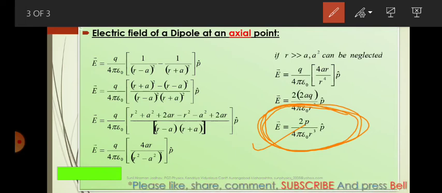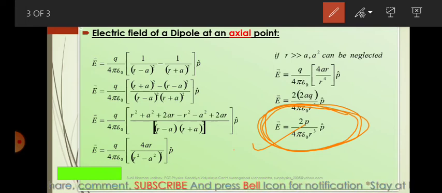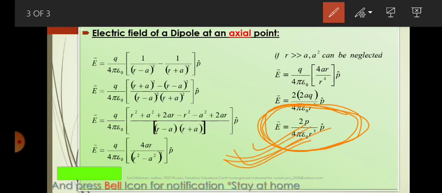So many problems can be asked based on this, and we have to use this equation later on also. So you be careful about this equation.